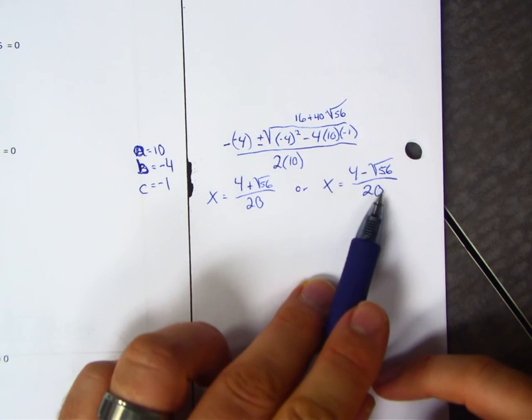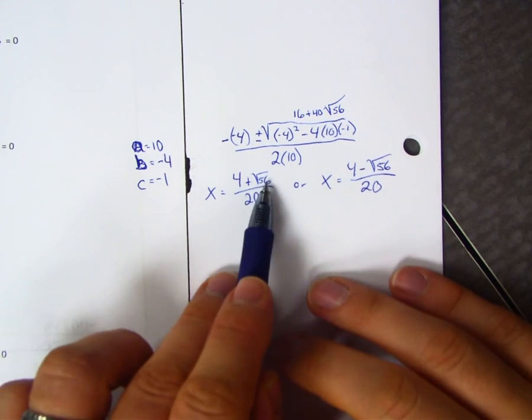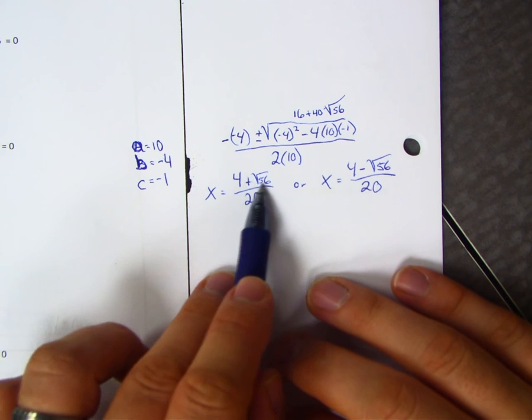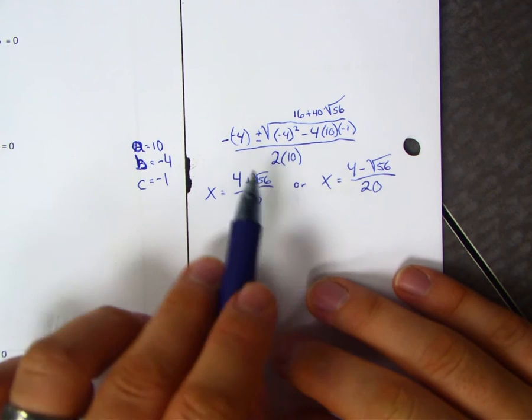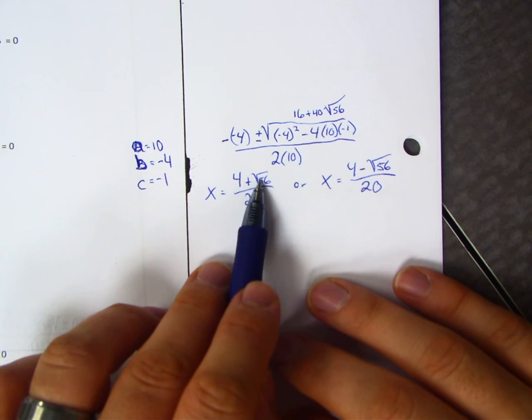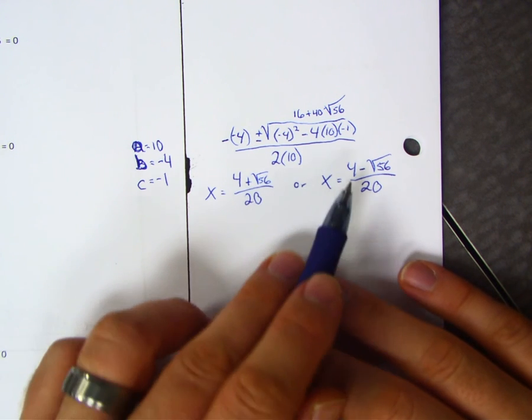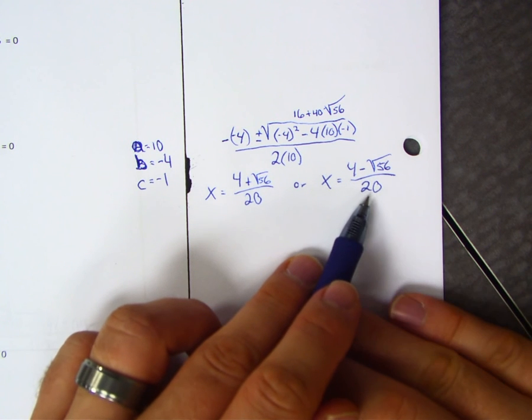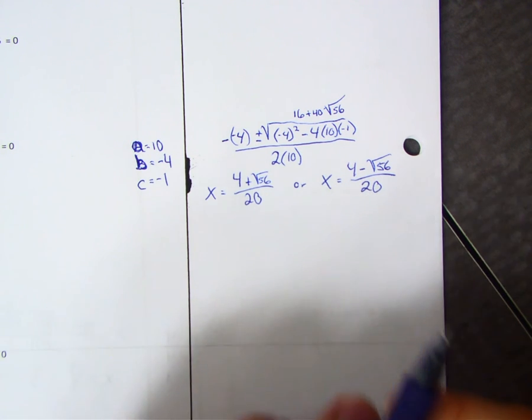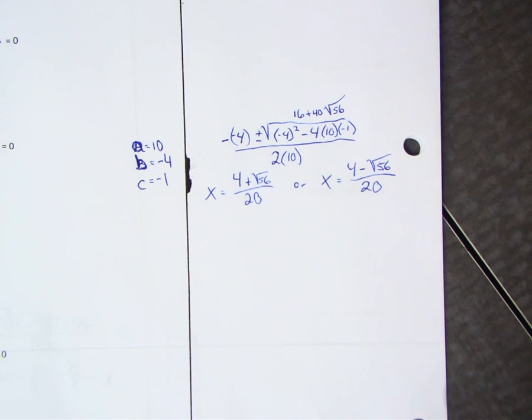All right, and the same thing for this one. But we are going to leave it like this because that's the only way that we can keep the exact value of it. So 4 plus the square root of 56 over 20, and 4 minus the square root of 56 over 20. Those are our two solutions. All right, so go ahead and keep working on this in the back, and good luck.